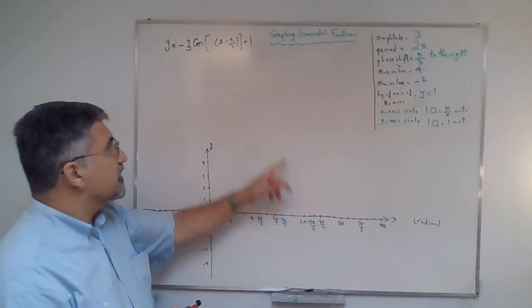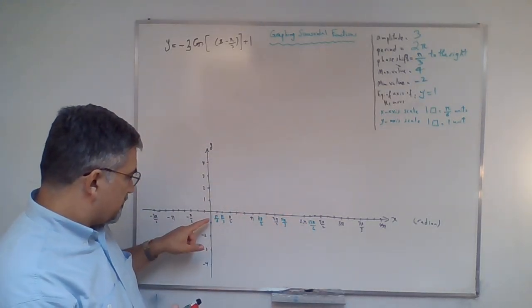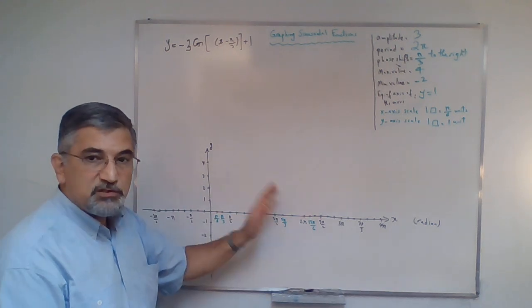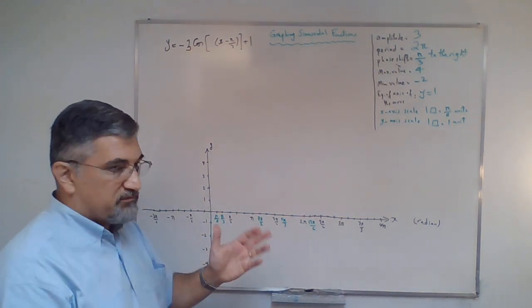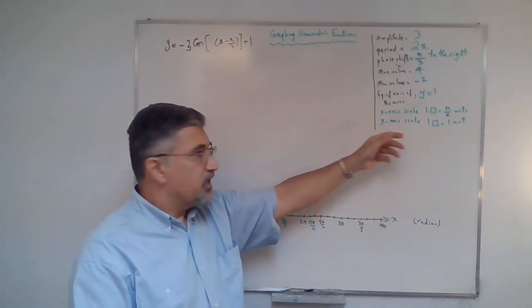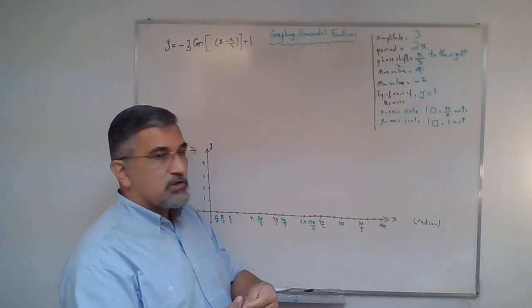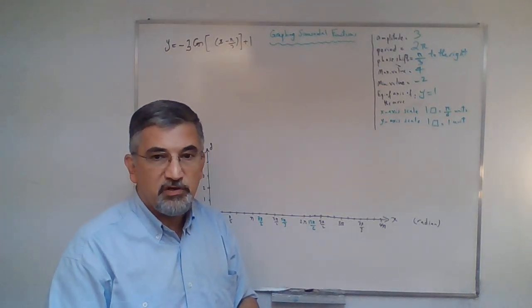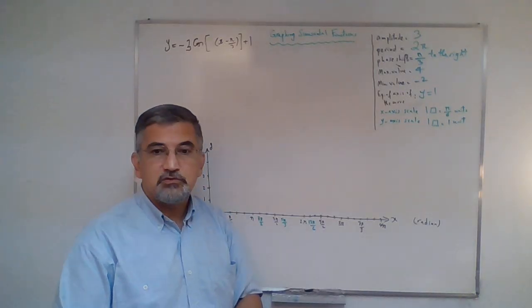So 2 pi, which is the period of the function, how many tick marks would there be? 12. There's going to be 12 tick marks from 0 to 2 pi, okay? Because every tick mark, every square on the x-axis represents pi over 6. And you can select anything you want. There's no right or wrong answer.